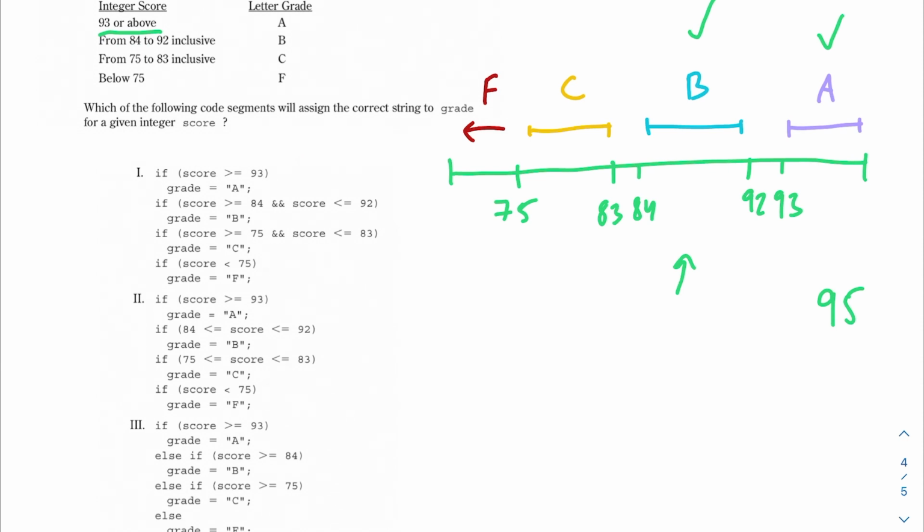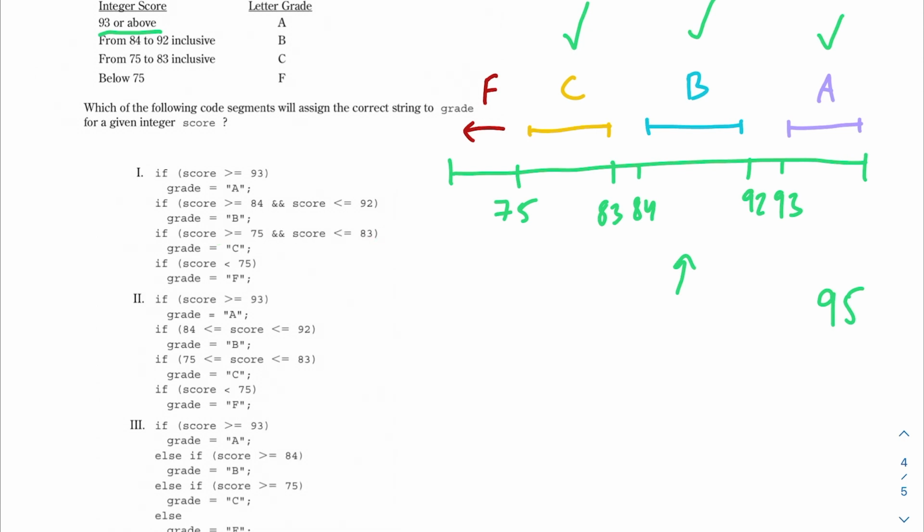Our third one is for C. It says if it's greater than or equal to 75 and less than or equal to 83, you're going to get a C. That's also true, and that fits with what we would expect. Once again, we have that upper bound and that lower bound to make sure that we're not going to give too low or too high of a score.